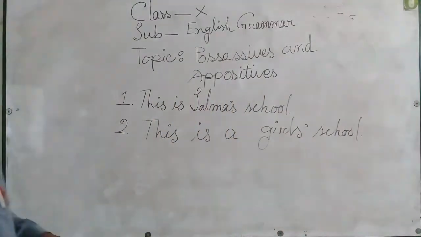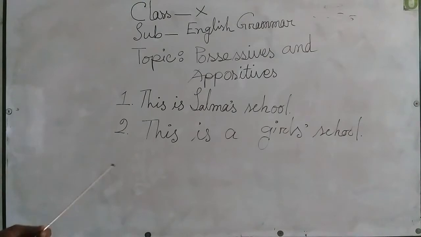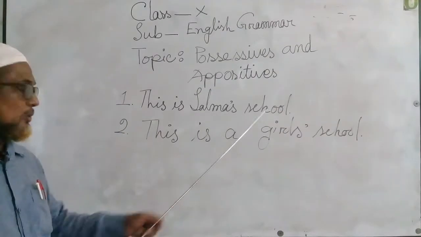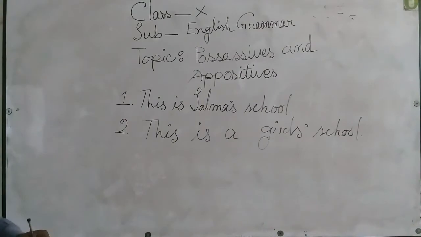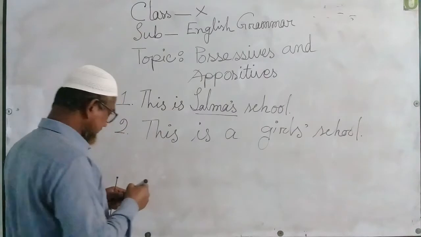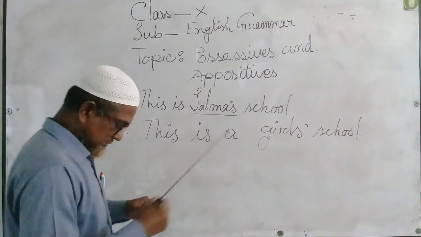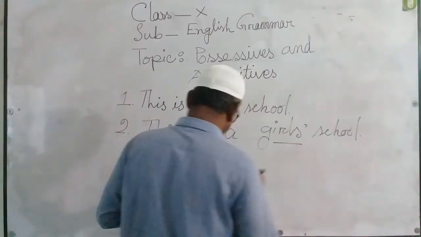I wrote two sentences for discussing possessives. Now I am discussing possessive. Students, you know that this is Salma's school. Salma's, I underline Salma's. And this is a girls' school. I underline girls'.